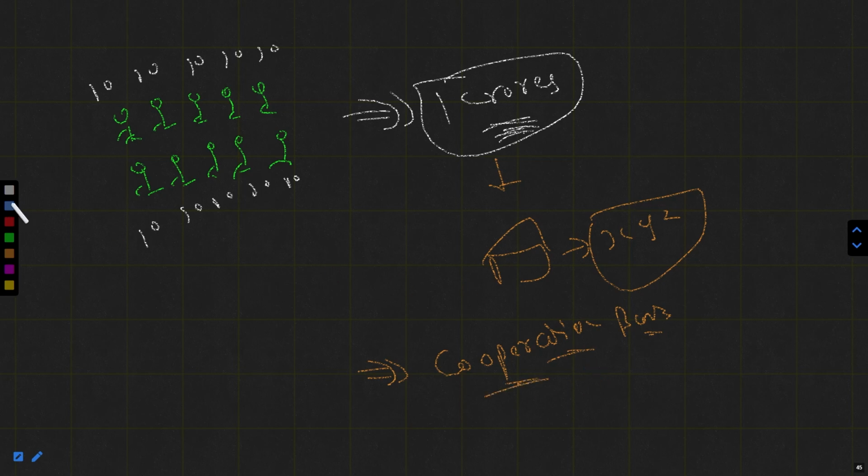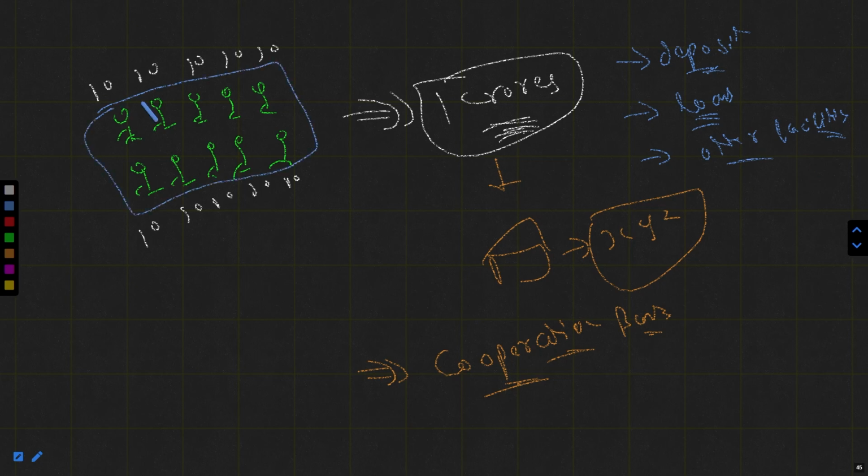The bank will provide us services like deposits, loans, and other facilities, but only to its members, which means these 10 people could use these kinds of facilities. This is the concept of cooperative banks. Okay, I think that you have got it. What do you mean by cooperative banks?